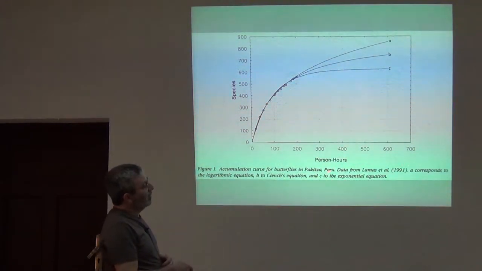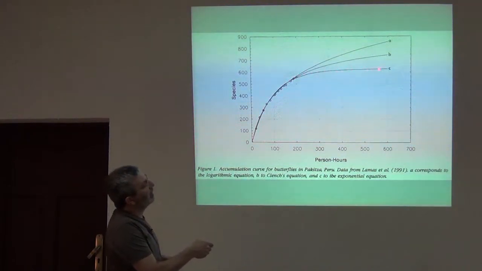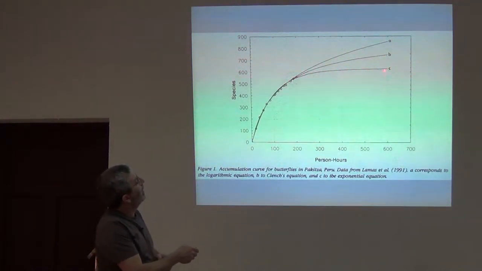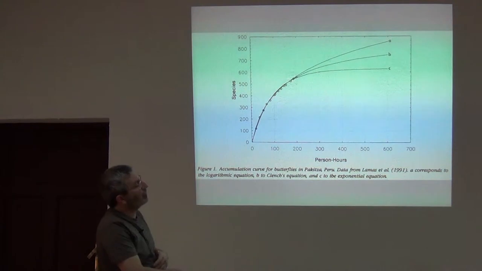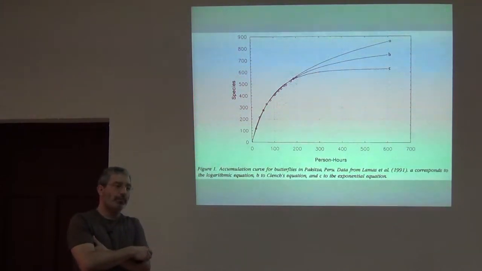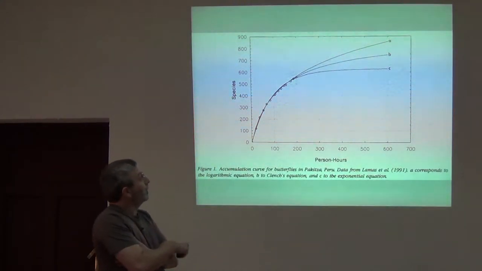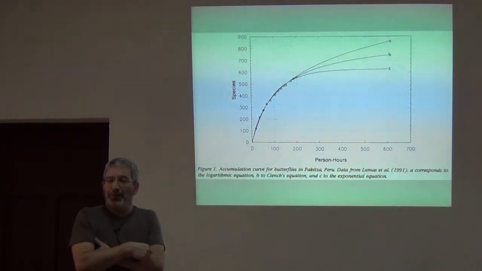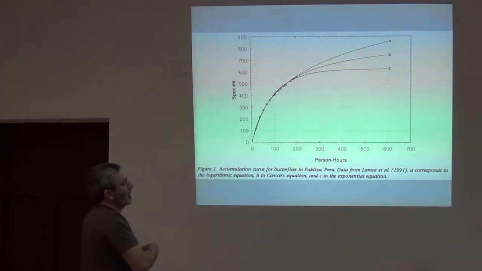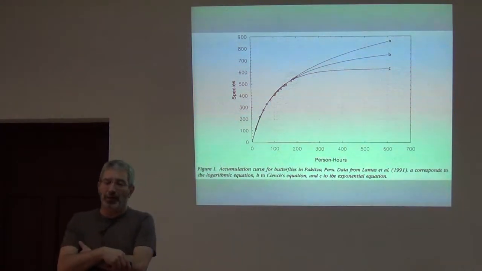But, for example, when they use the exponential equation, you see that curve kind of lays down faster. And so there, at 400 hours of work, it's only around 600 species. So essentially, one of these estimators says that 200 species are left to discover in the fauna, and one of these estimators says that only 100 species are left to be discovered in this fauna.